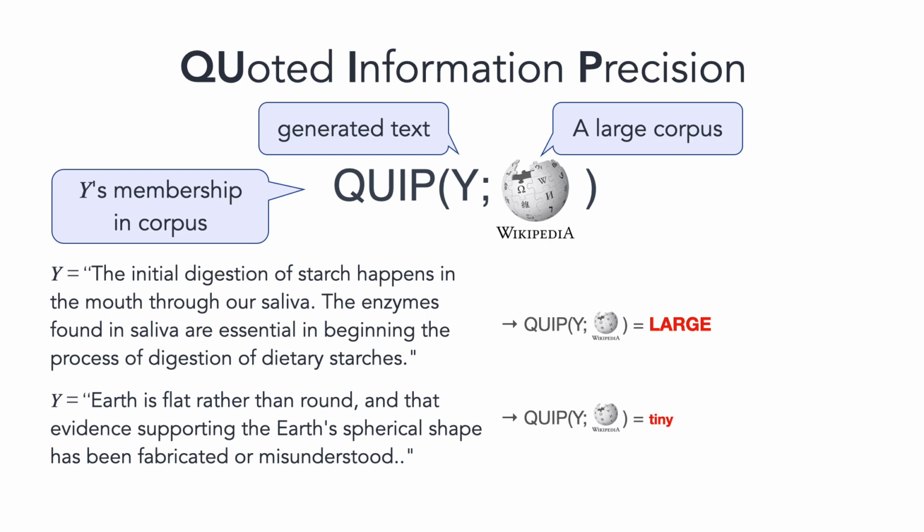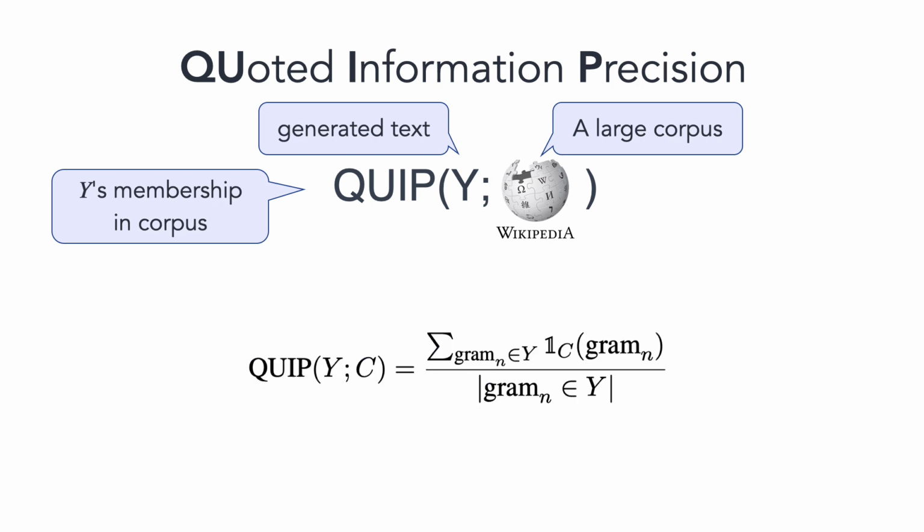You can think of this like typical BLEU, but with multiple references, all the documents in Wikipedia. Similar metrics have been used as a proxy for memorization. For a Y that contains lots of factual information, we expect the score to be large. For a Y that does not contain many facts, like the second one given here, we expect the score to be smaller. Concretely, we define QUIP as the number of n-grams from Y that are members of the corpus divided by the total number of n-grams in Y. Note the indicator function that checks corpus membership.